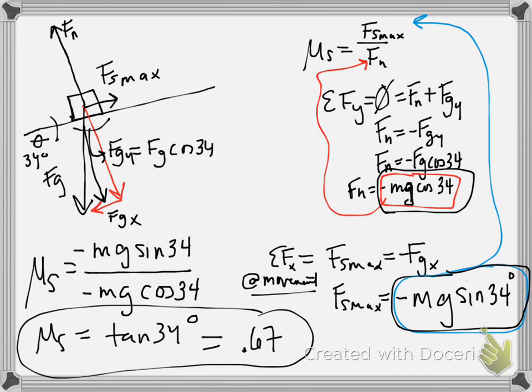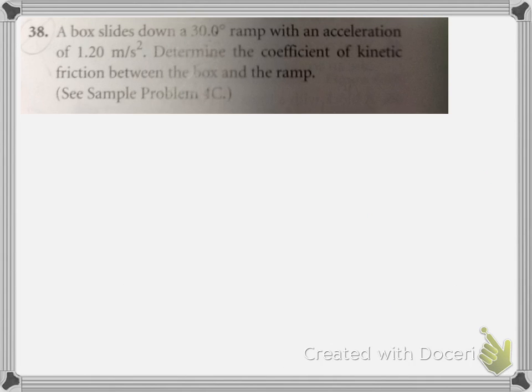So let's do one more weird one together. A box slides down a 30-degree ramp with an acceleration of 1.20 meters per second squared. Determine the coefficient of kinetic friction between the box and the ramp.